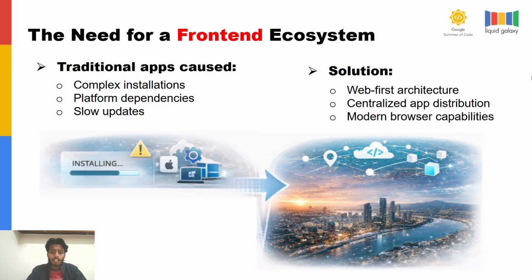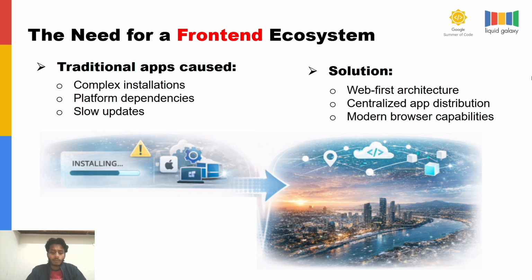In a Liquid Galaxy setup, you don't have just one machine. You may have five or seven or even nine machines working together. Installing an application on each node separately takes time and effort. If something goes wrong on one machine, the whole system can behave unpredictably. The second issue was platform dependencies. Traditional applications often depend on a specific operating system version, specific libraries, even a specific configuration. This makes maintenance difficult, especially in an open source community-driven environment like Liquid Galaxy.